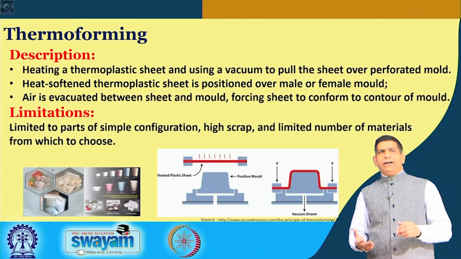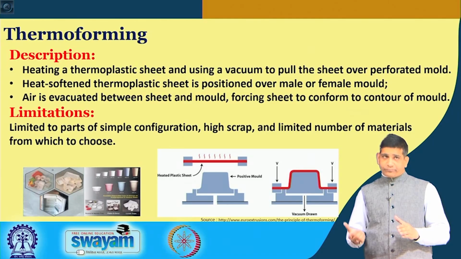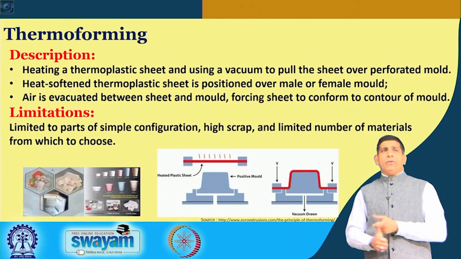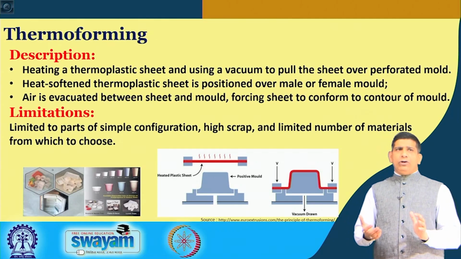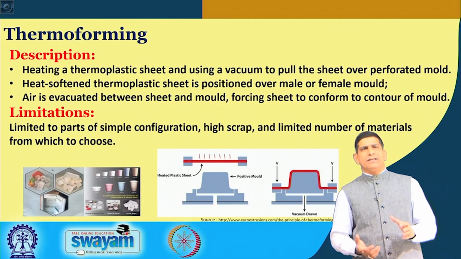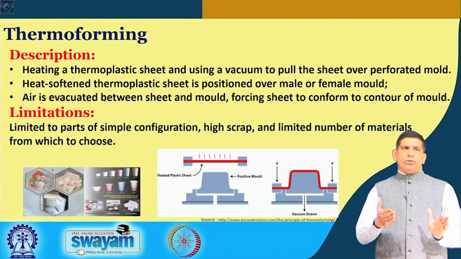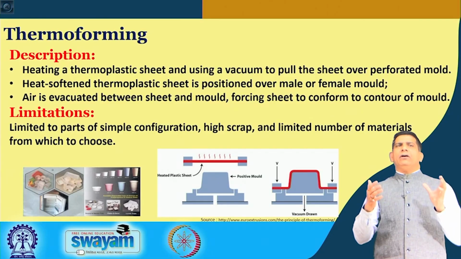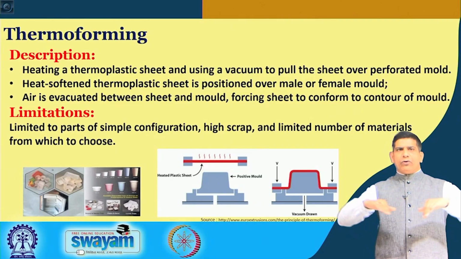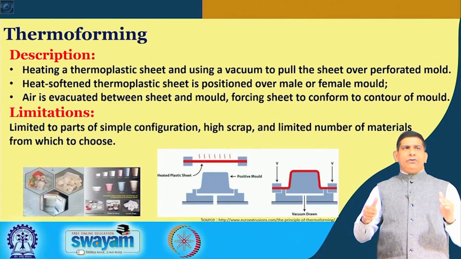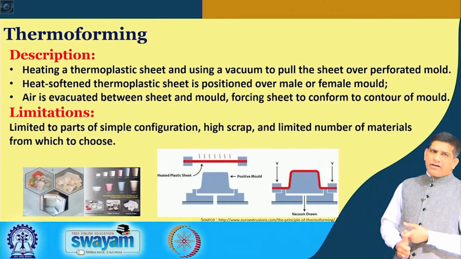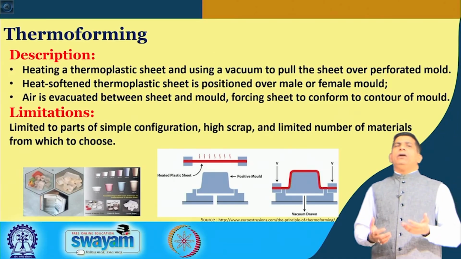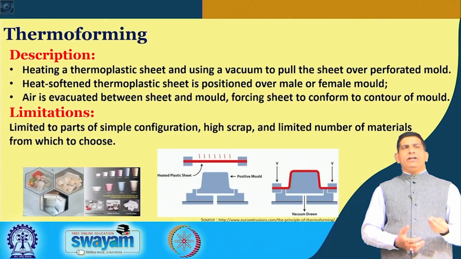Thermoforming is another method, where you heat a thermoplastic sheet and use a vacuum to pull the sheet over a perforated mold. The heat softened thermoplastic sheet is positioned over the male and female mold, air is evacuated, forcing the sheet to form the contour of the mold. So, here you are limited to parts of simple configuration, there is high scrap, more waste, and a limited amount of materials from which to choose.